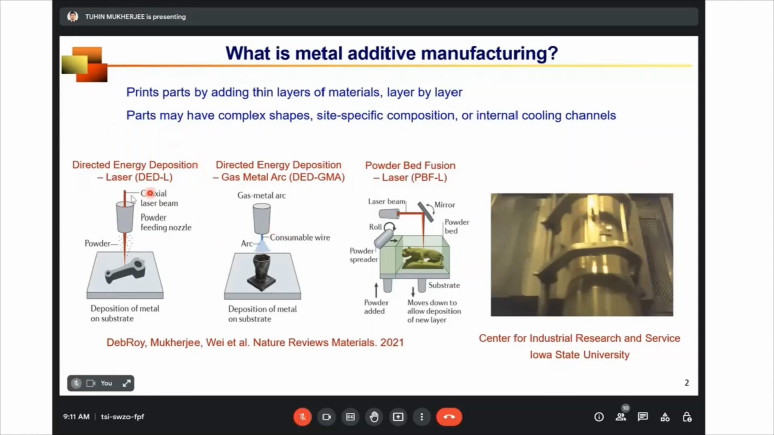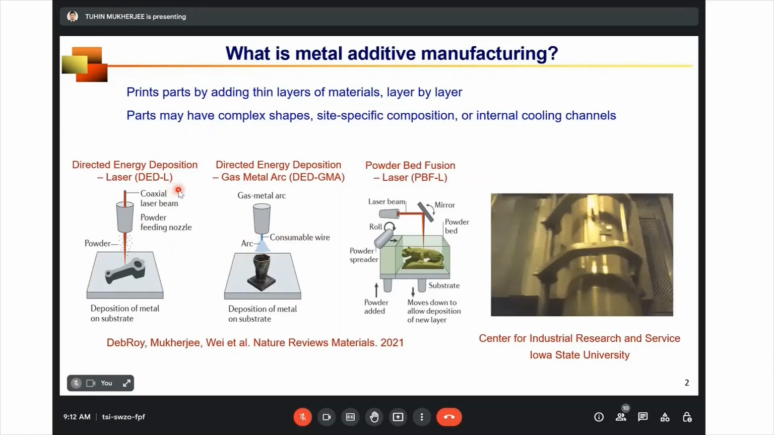So in the directed energy deposition laser process, the material is supplied in the form of powder, and as a heat source we use a laser beam. Directed energy deposition gas metal arc uses consumable metallic wire as the feedstock, and one high power arc is used for melting the material.